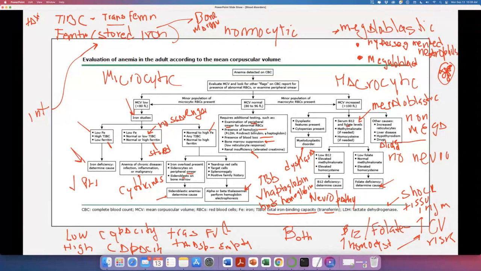Normally, when there is hemolysis, I think I need to erase this, no?